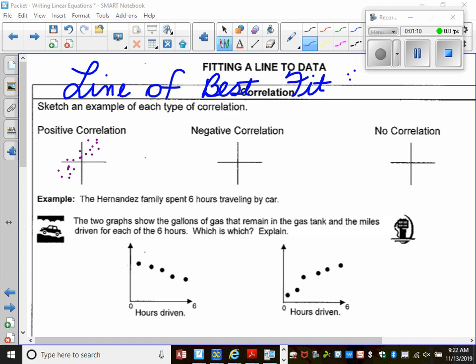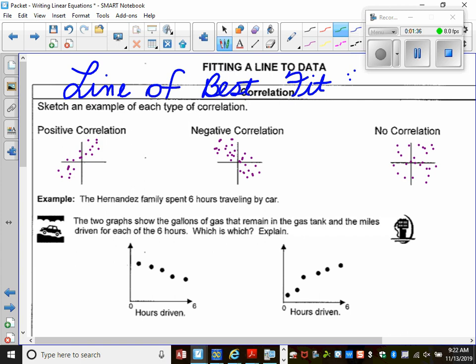Same thing if they're going in the opposite direction. Even though they're not connected, we can see they're following that trend, and that is considered a negative correlation. And of course, no correlation would just be dots everywhere, not really following a particular trend.